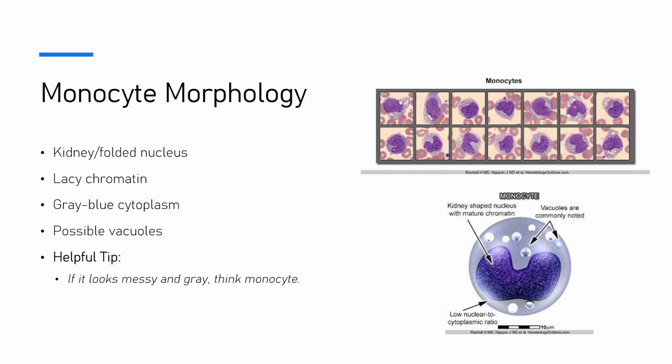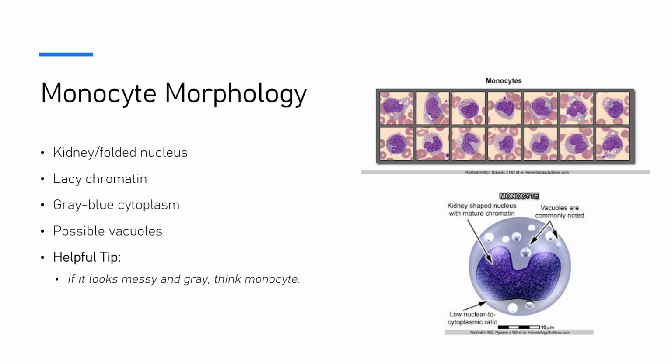Another feature you may see in monocytes is cytoplasmic vacuoles, which are small, clear spaces within the cytoplasm. These vacuoles can form as part of phagocytic activity. Monocytes also tend to have irregular cell borders, which contributes to that slightly messy appearance compared to the neat round shape of lymphocytes. Here's a practical smear reading tip that many hematology students find helpful. If the cell looks large, gray, and a little messy, your brain should immediately start thinking monocyte.